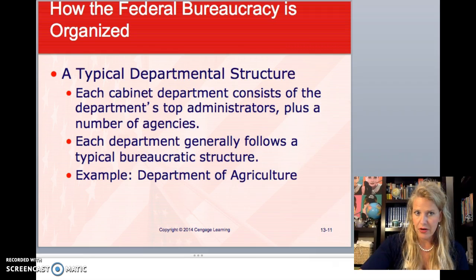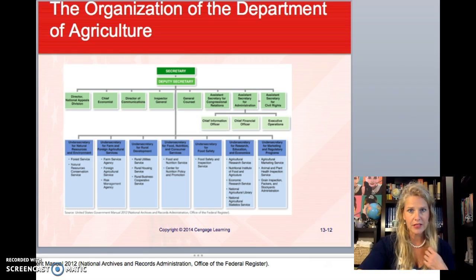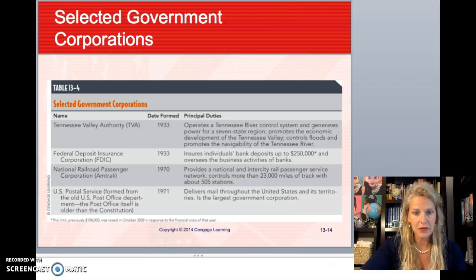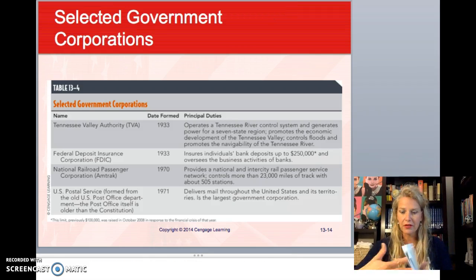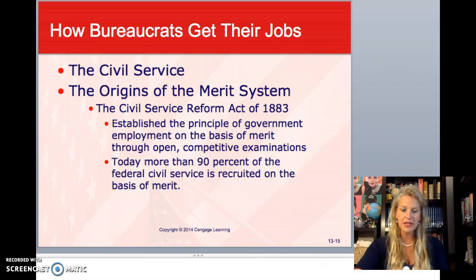Okay, executive departments, we talked about that as well. And here is the organization of the Department of Agriculture. They had different ones as well. Trying to find exactly where we are. Okay. We talked about the dangers of party politics.